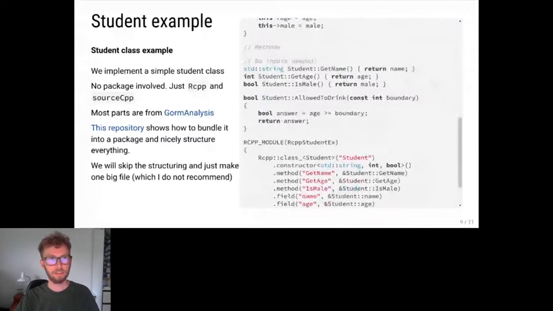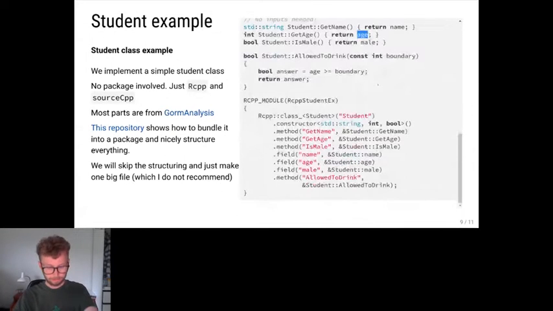And then you define your methods, like the getName method, which just returns the name. And you don't have to specify any inputs here because all of those methods can automatically access the member variables of the class. So this function automatically knows name, and this function automatically knows age, and so on. And then we define this allowed to drink function.